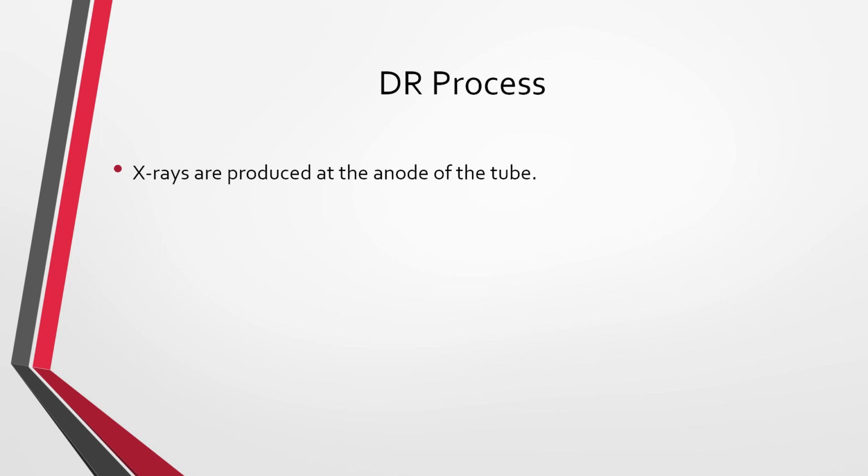X-rays are produced at the anode of the tube. If you need a review on these elements, I highly encourage you to check out the playlist, Principles of Radiographic Exposure 1. That will have all this information and much more detail on how it occurs with these points here.